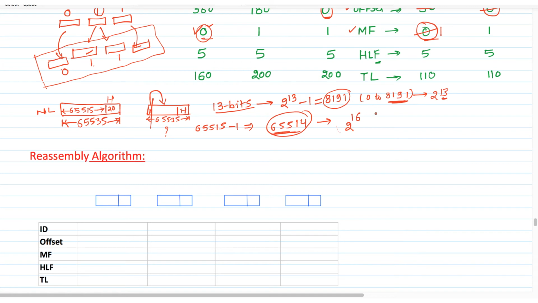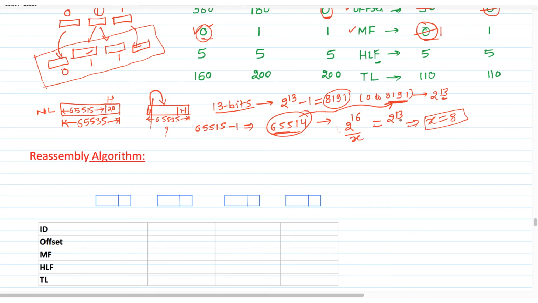So here again we are going to use a scaling factor such that this 2 to the power 16 should be equal to 2 to the power 13. So which scaling factor should we choose? The scaling factor will be x equal to 2 to the power 3, means 8. Means before storing this offset value in the offset field, we divide the data bytes by this number 8, and whatever result we get, we store in the offset field.